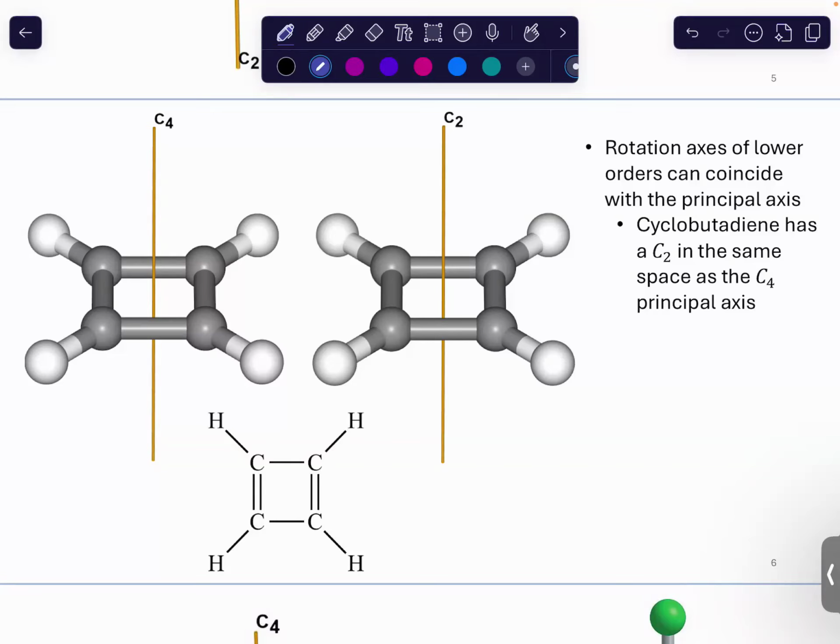I also took that word from the textbook, coincide. So incident or coincide, they're right on top of each other. You'll notice that when you're playing with Otterbein, it'll say a C4 and a C2, and you'll click both of them and you'll see one axis. You're like, well, where'd the other one go? Well, unclick one of them.